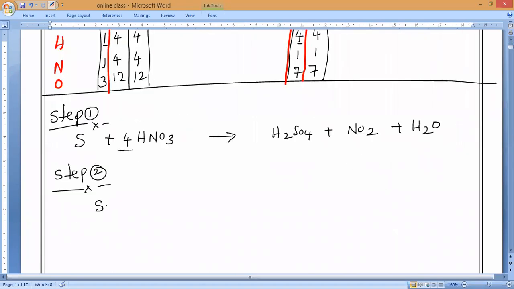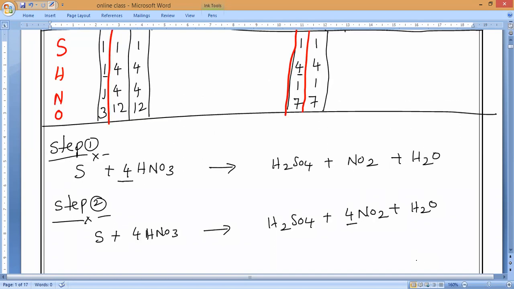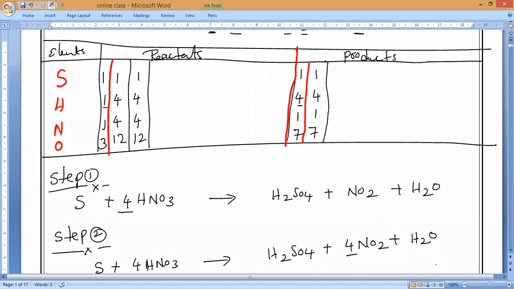So, S plus 4HNO3, understand, will give you H2SO4 plus, here what will come guys? 4NO2 plus H2O. Clear? So I tried to balance nitrogen, but oxygen also became imbalanced. You check it. So now what will come?